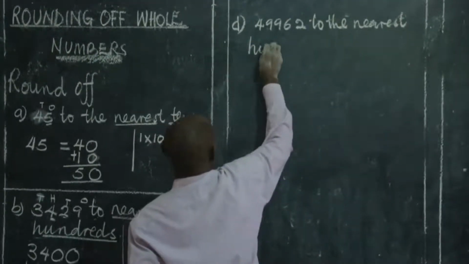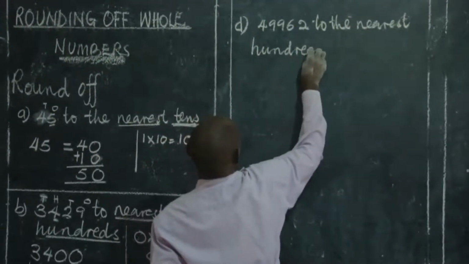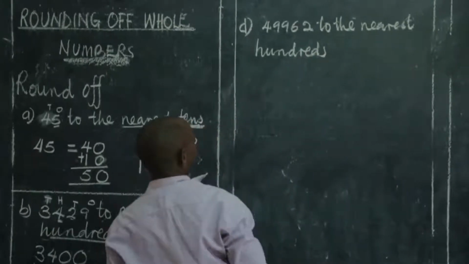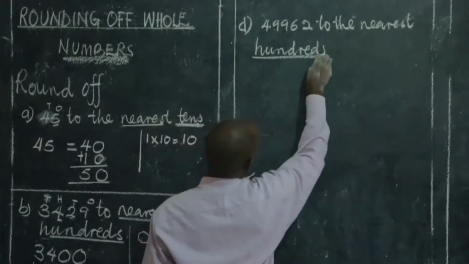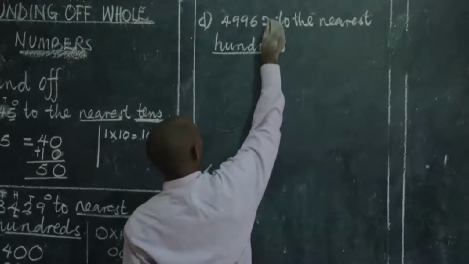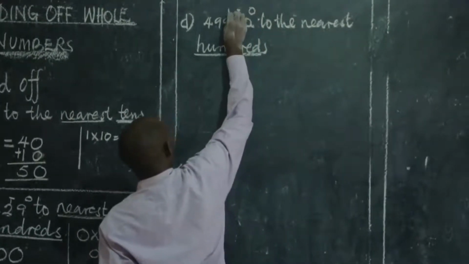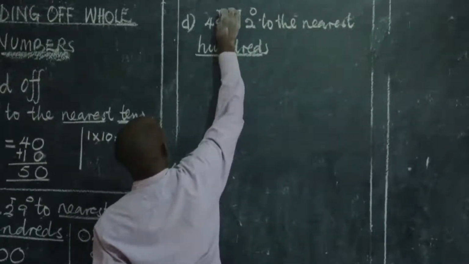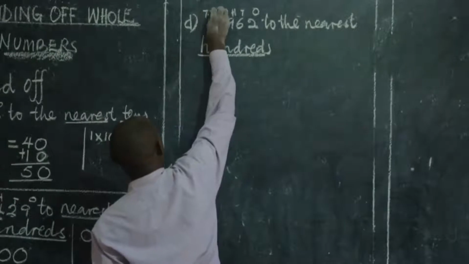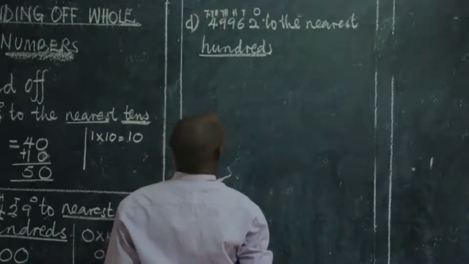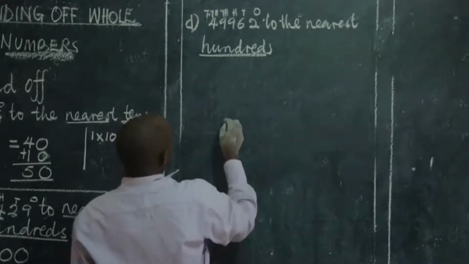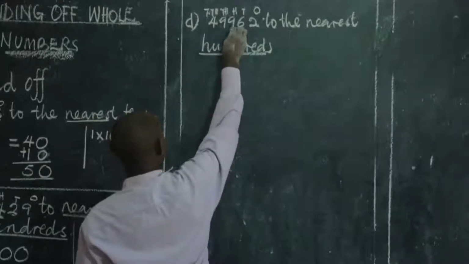Again, hundreds. Identify the required place value, hundreds. So we shall have ones, tens, hundreds, thousands. Then this one is in 10,000s. Which one is required? Hundreds. Which digit is in hundreds?